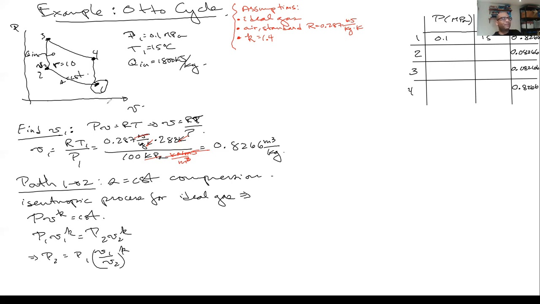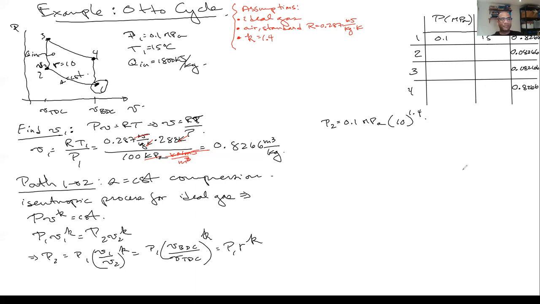to the K. Well, V1 is VBDC. This is the specific volume at the bottom dead center. This is the specific volume at the top dead center. So this is equal to P1 times VBDC over VTDC. I could multiply the top and bottom by mass so that they become big volumes. But then that is my compression ratio. So it's P1 r to the K. This is actually why r is so important. So now I can calculate P2. P2 is equal to 0.1 megapascals multiplied by 10 to the 1.4. If we compute that, we find that P2 is equal to 2.512 megapascals. So there I can put that in, 2.512.